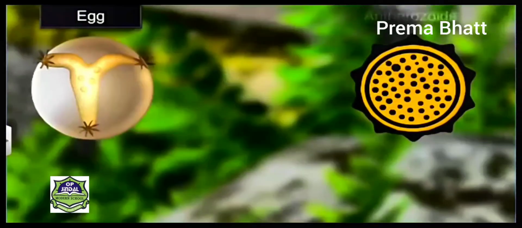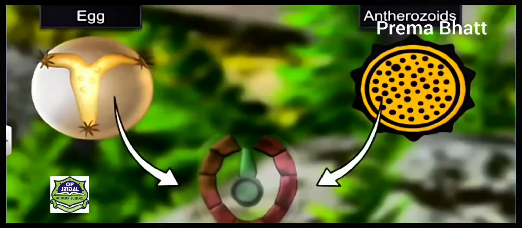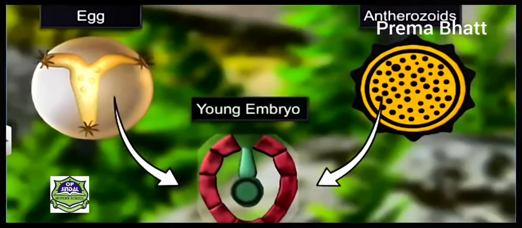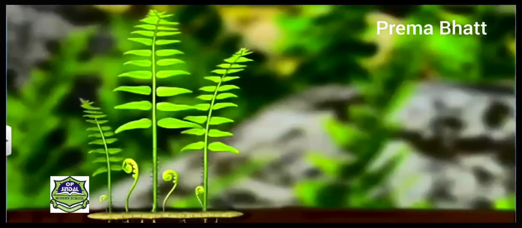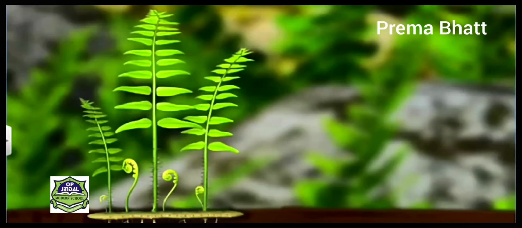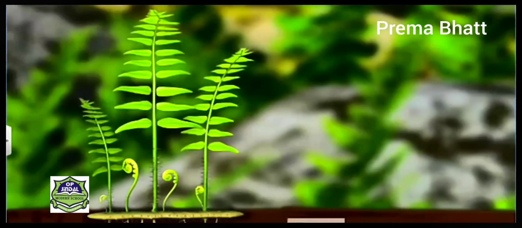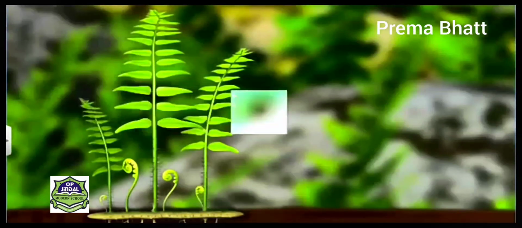So they are of 2 types, heterosporous and homosporous, and finally the fusion of gametes produces a young embryo which grows into a new sporophyte, which is the dominant phase of its life. So this is how the pteridophytes complete their life cycle.